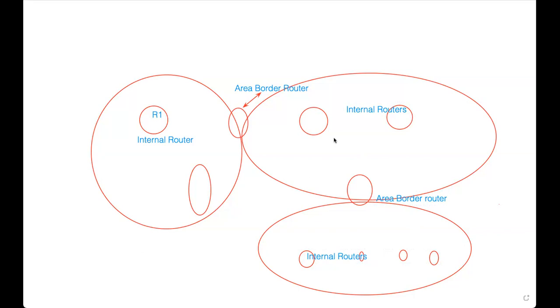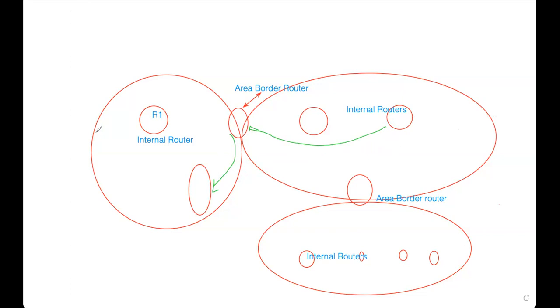So if I want to talk from this group to this guy, I cannot talk to him directly. I have to go to the area border router, and from the area border router, they will talk to the actual router, because this will reduce the number of messages that are exchanged in the network.